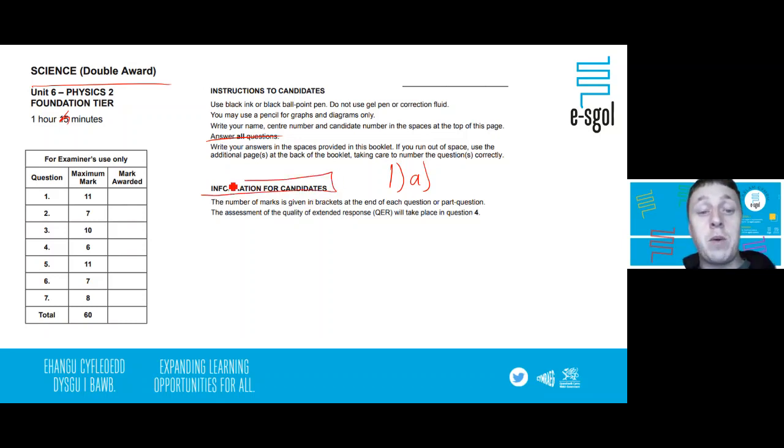The final thing to be aware of: last week's session we looked at these QER questions, and they will be identified on the cover where they will take place. In this paper, question 4 will be the 6-mark QER question. As we did a lot of that last session, when we get to that question, I'll just summarize how to target that question rather than answer it fully.